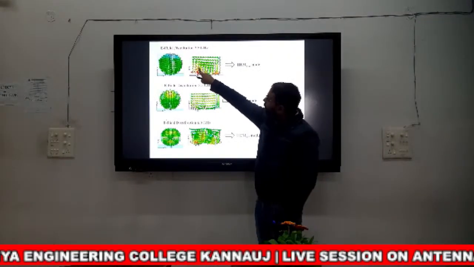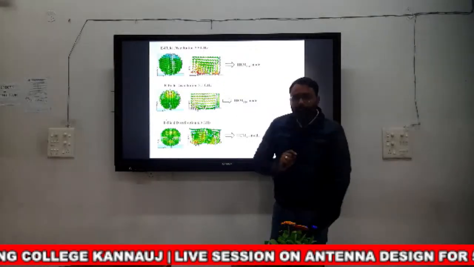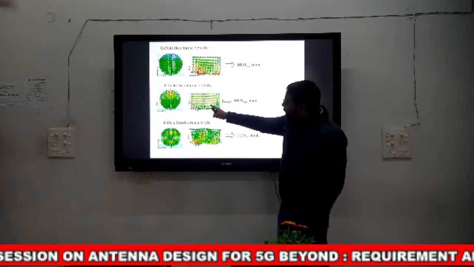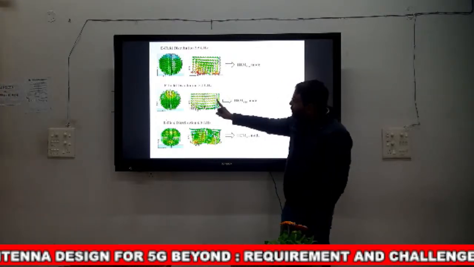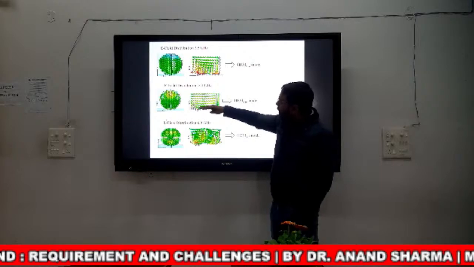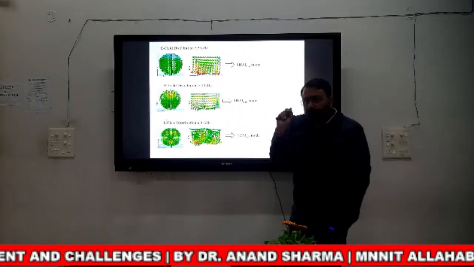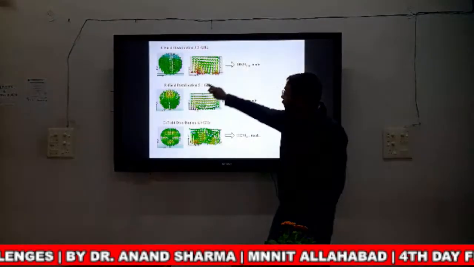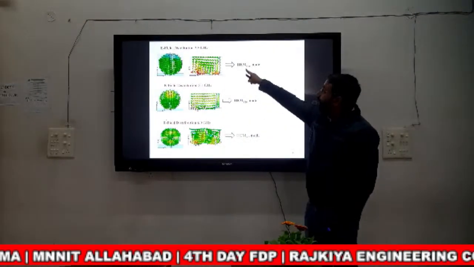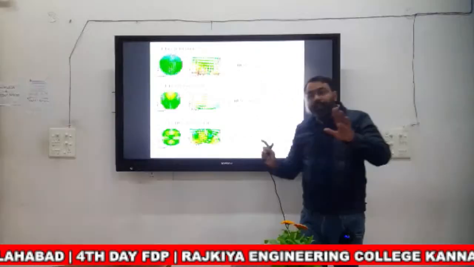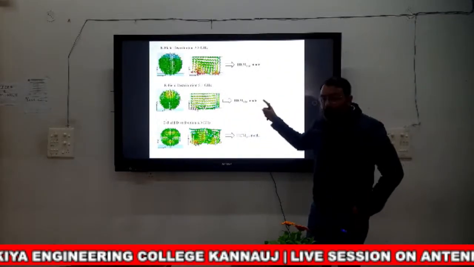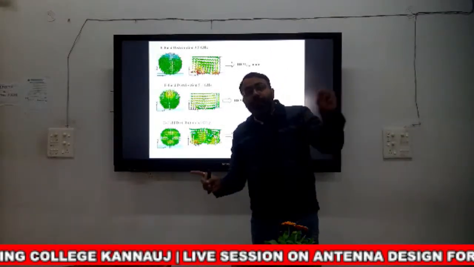So if you see, there is a variation of the electric field. While in this case, if you see carefully, there is a very small deviation in electric field. Here the deviation is large, here the deviation is small. So that's why it is called as HEM11 delta mode, where EZ component is more dominating, while this mode is called as HEM12 delta, or it is also called as EH11 delta.